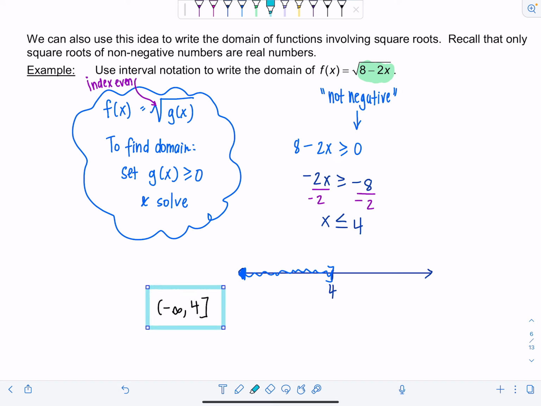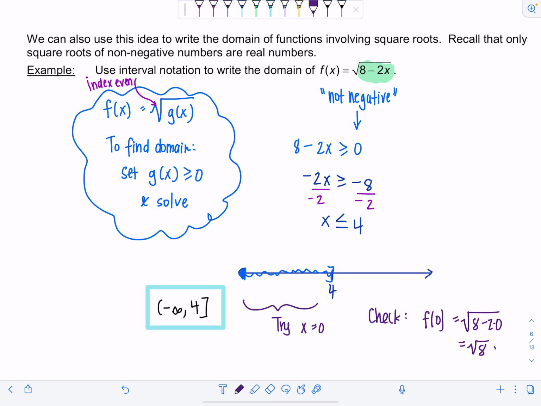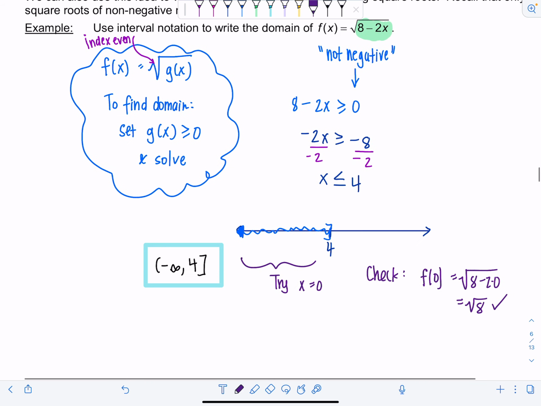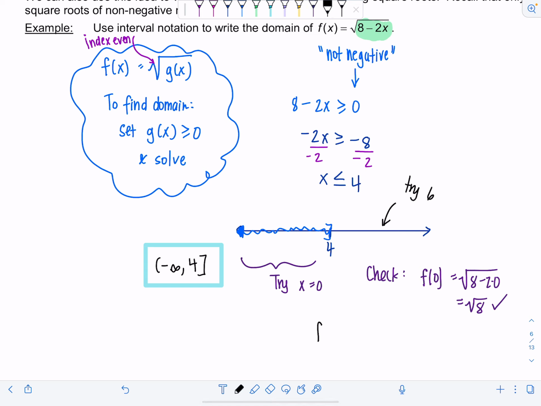And you can always check that it makes sense. Like pick a number that's in here. You could try x equals 0. Check if you're allowed to plug it into your function. F of 0 is the square root of 8 minus 2 times 0. So square root of 8, that's fine. Now try something that's not in there. Ooh, let's try 6. F of 6 is square root of 8 minus 2 times 6. So that's 8 minus 12, negative 4. Yep, that's not in the domain. Can't take the square root of a negative and get a real number.